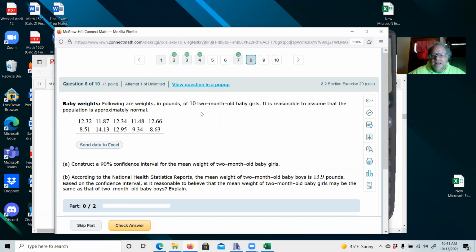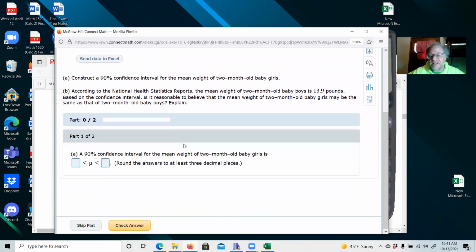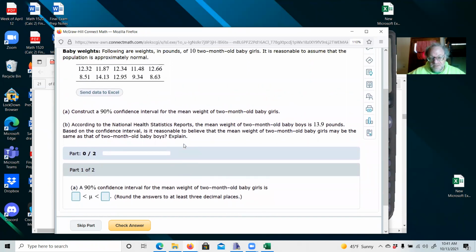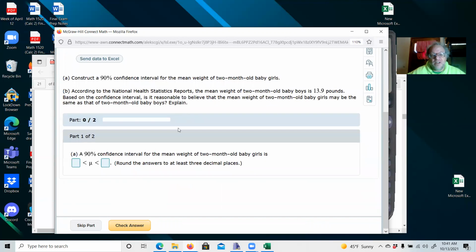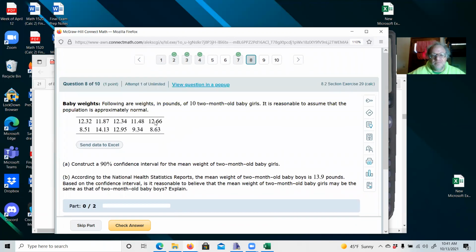The following are weights in pounds of 2-month-old baby girls. Is it reasonable to assume that the population is approximately normal? Same problem we had in the last section. There is a tool to do this, but we don't teach it anymore. The book doesn't cover it anymore. It's out of our student learning outcomes. So I'm going to say sure. If they could say no, that's not correct, I'm just going to have to deal with it.